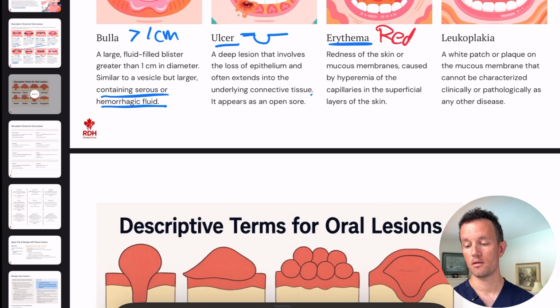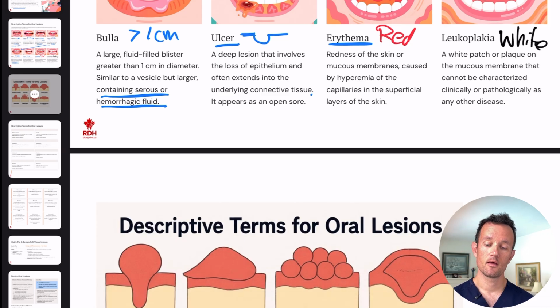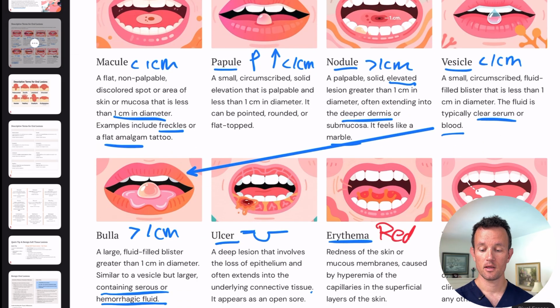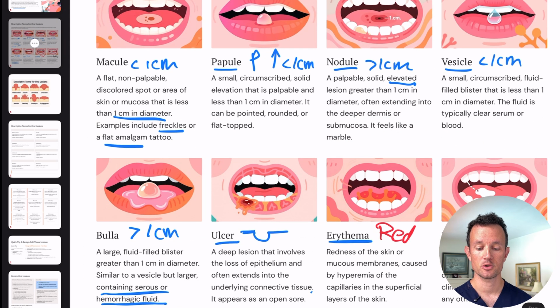Leukoplakia, that's going to be white. So those are some basic terms. In here, one we missed, but it's relevant, is going to be the term pustule.